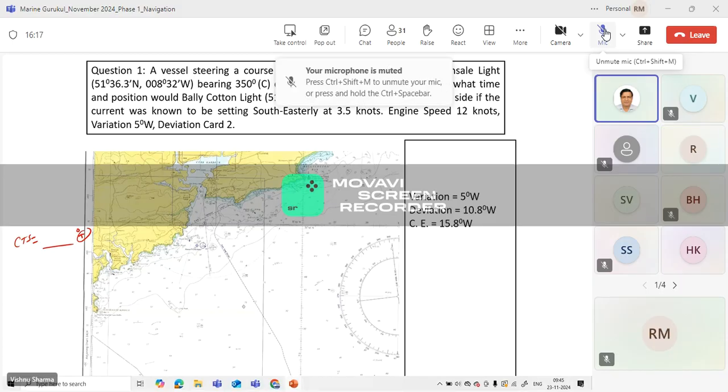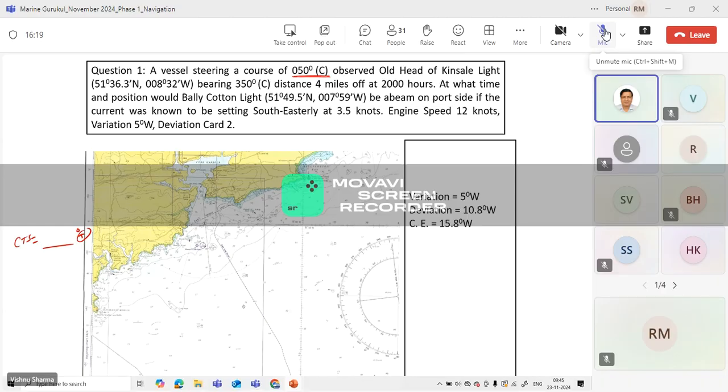Somebody told me deviation is 5 degrees west. Who was that? How did you get that 5 degrees west so that I can correct you? Somebody said in the beginning deviation is 5 degrees west. Sir, it's me. I was checking with the book. Okay, so you're using a different source. But you were taking against the course, I presume, not against the bearing of Kinsale. I hope you're not taking the deviation against 350 degrees. You're taking it against 050 only. Am I right? That's right, sir.